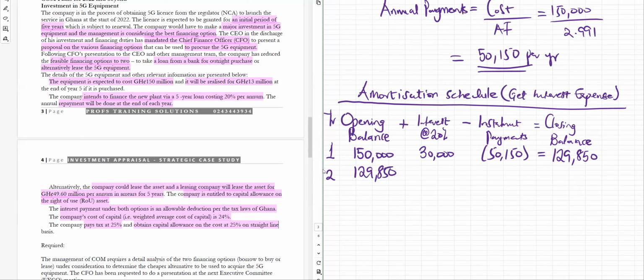Okay. So in year two, I take the same 129,850 and add 20% interest on that. And that gives me 25,970. It's supposed to be 25,970, not 29. I take my installment out again, 50,150. So 129,850 plus 25,970 minus 50,150, I end up with 105,670.